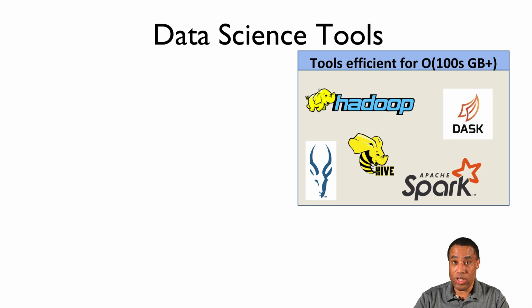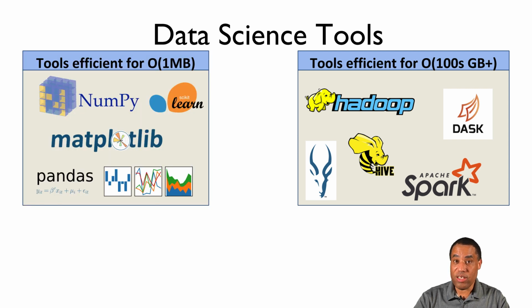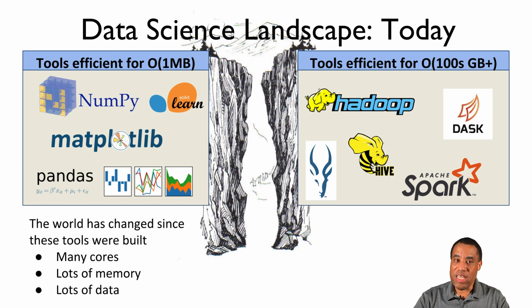But there are other tools out there. So we have these two sets of tools, one set that's really good if we want to work locally with our data, and one that's efficient if we want to work with data in a cluster or in the cloud. But there's this big gap between them. And if we look at the world today, it's changed a lot from when we developed the tools on the right, even. Now we have machines like desktops and laptops that have many cores, lots of memory, and lots of data that we can work with.